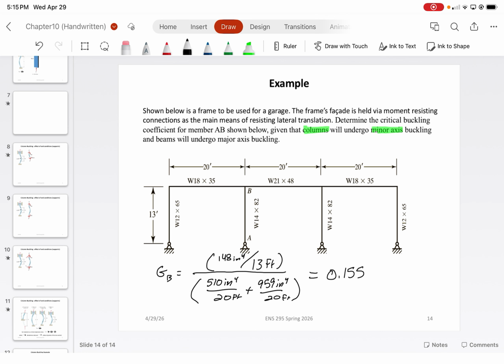Make sense? Now, what does this mean? This means that the beams are basically very stiff, all right? So it's almost going to behave more as what? A pinned joint at B or a fixed joint at B? What do you guys think? Oh, actually, this is the representation. That's right. Yeah.